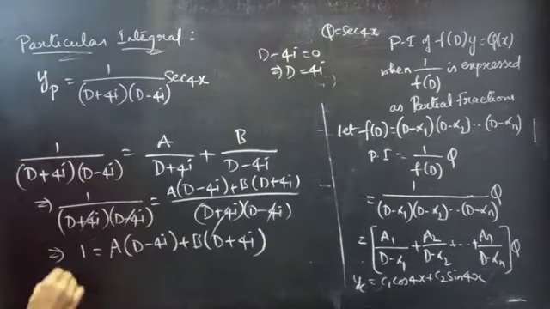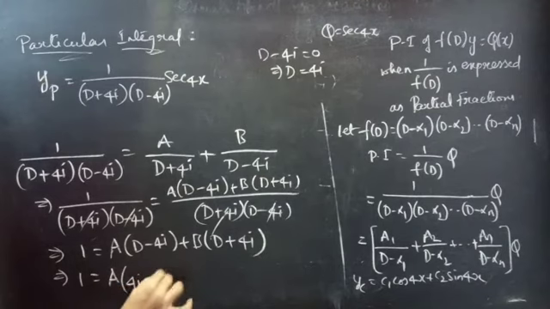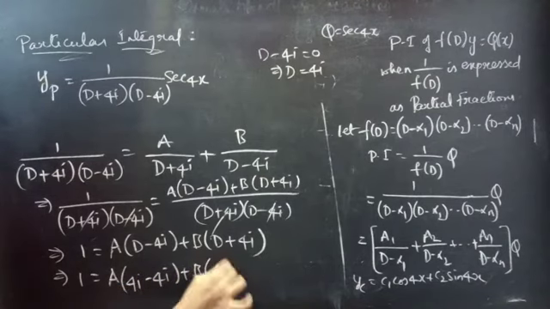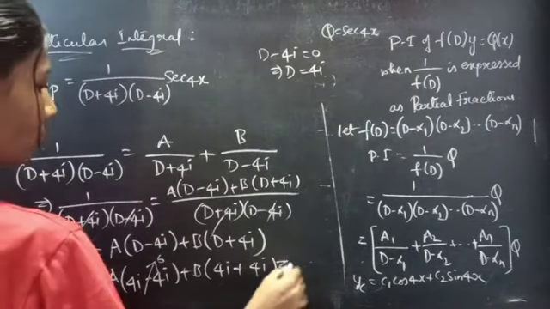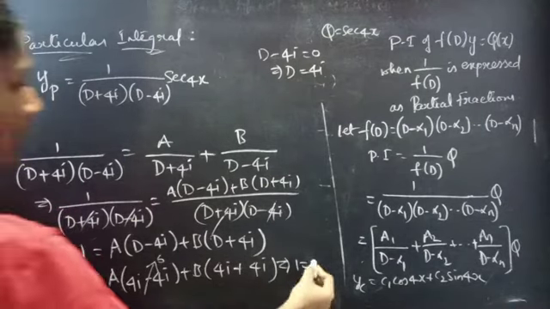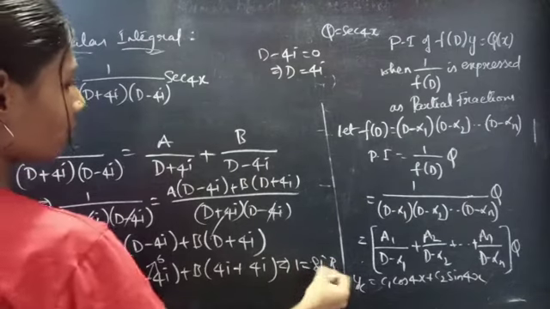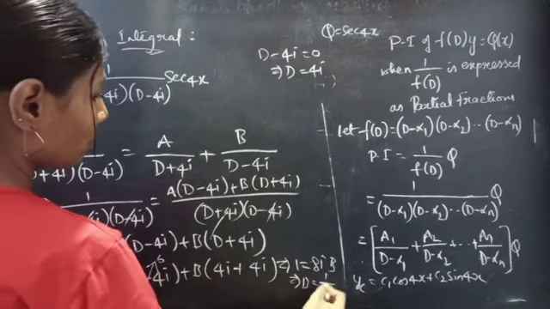Now replace D by 4i, you'll get 1 equals A into 4i minus 4i plus B into 4i plus 4i. Since 4i minus 4i gets cancelled, the A term becomes 0, then you'll get 1 equals 4i plus 4i is 8i into B. From this you'll get B equals 1 by 8i.